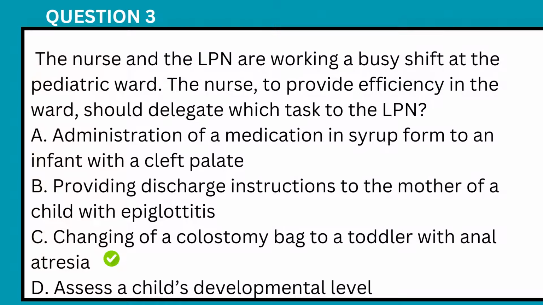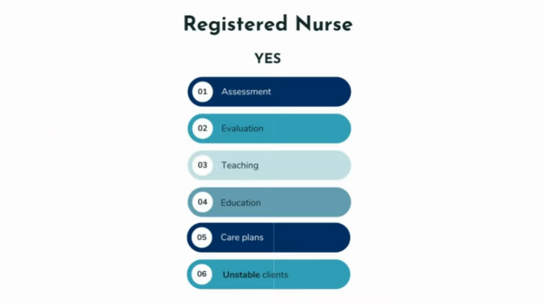Now, before we move on to a question you might want to attempt on your own, what is the responsibility of the registered nurse? They can carry out assessment, evaluation, teaching, education, and care plans, and they can care for stable patients. Meaning everything that we know in regard to the nursing process, a registered nurse can carry out. They can also care for unstable patients.